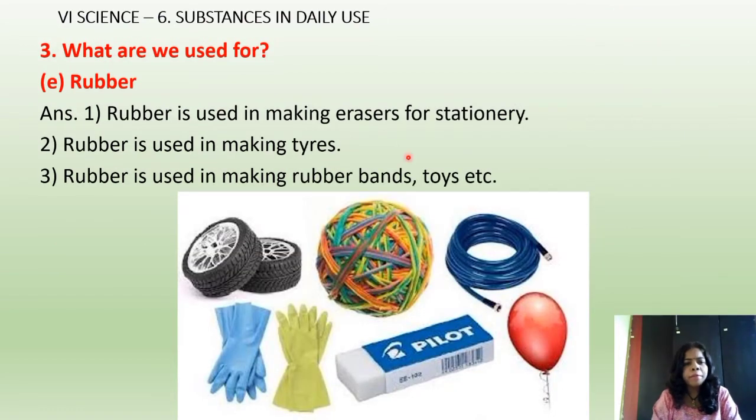Next one, rubber. Rubber is used in making erasers for stationery. See the eraser. Rubber is used in making tires. Rubber is used in making rubber bands, toys, etc. See these rubber bands collected together. This is a pipe. These are rubber gloves. This is a balloon. So many things made of rubber.